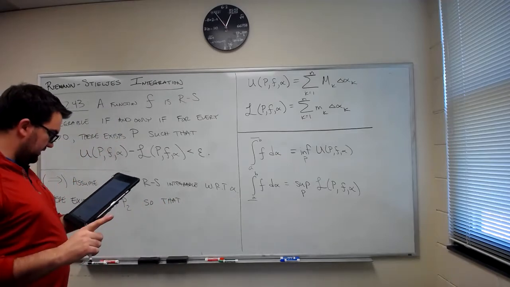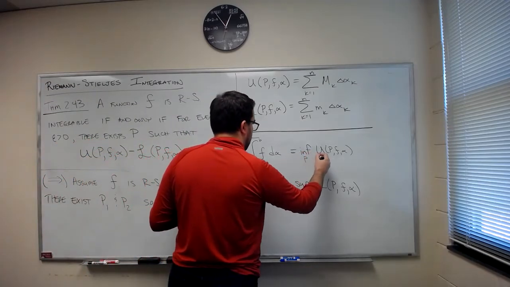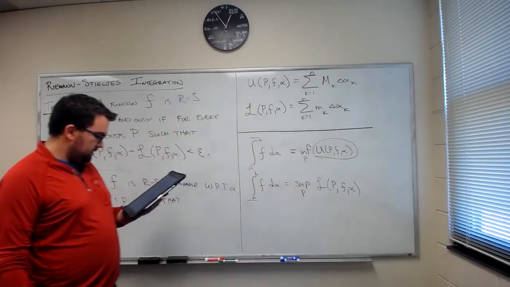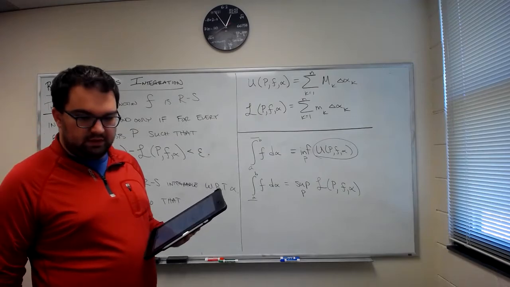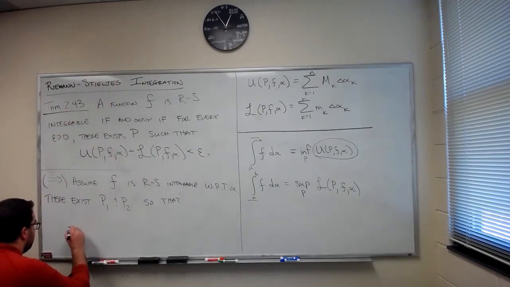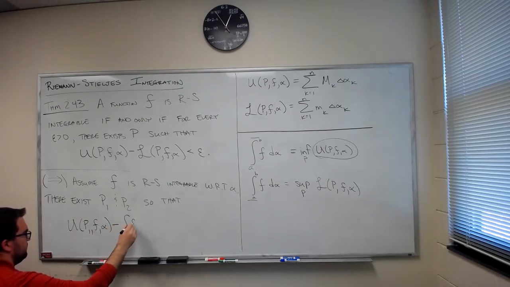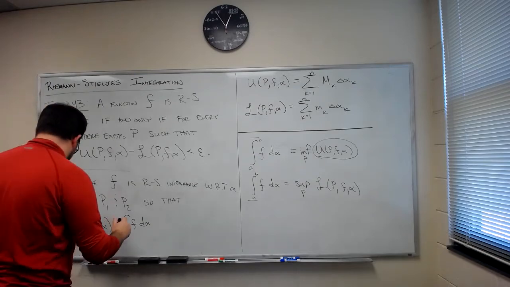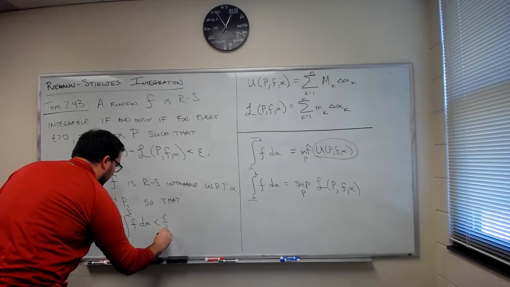That means that I can choose an upper sum that is as close as I would like to the value of the Riemann-Stieltjes integral. Okay, so there exists a partition P1 so that the upper sum over that partition minus the Riemann-Stieltjes integral of f with respect to alpha over [a, b], I can make that difference as small as I would like.